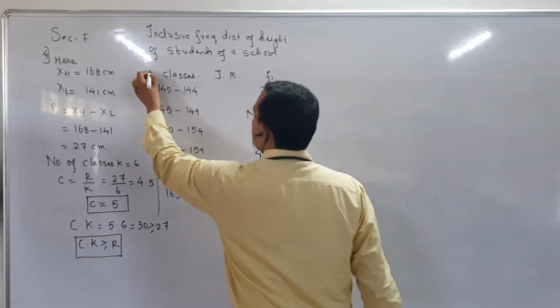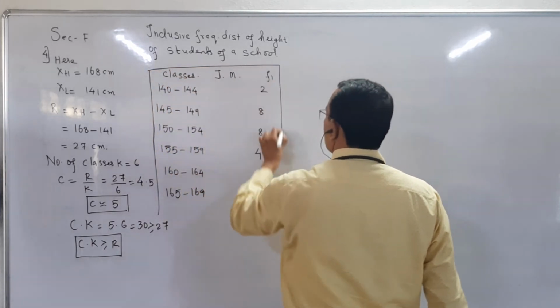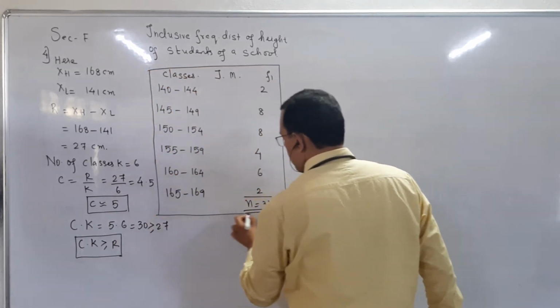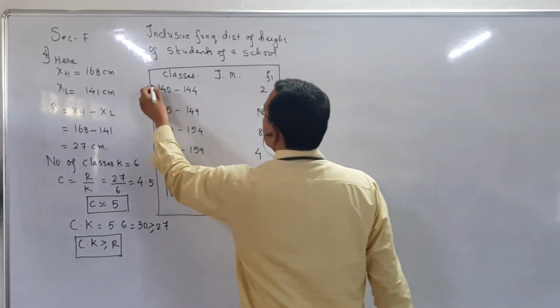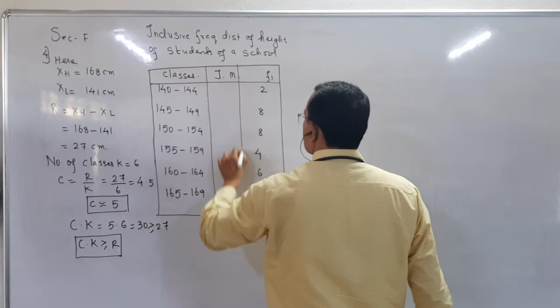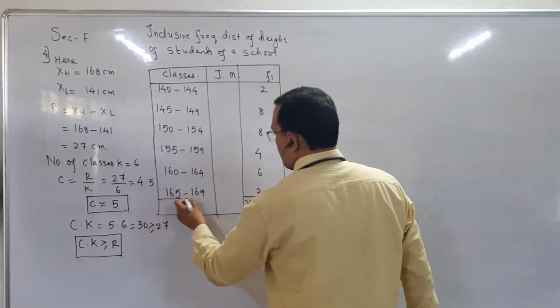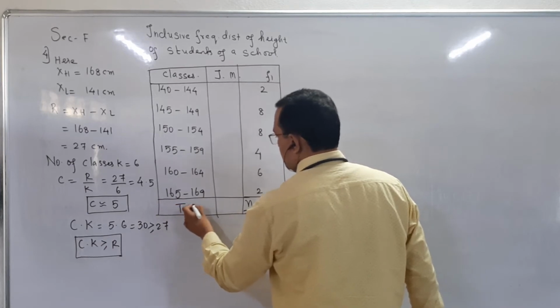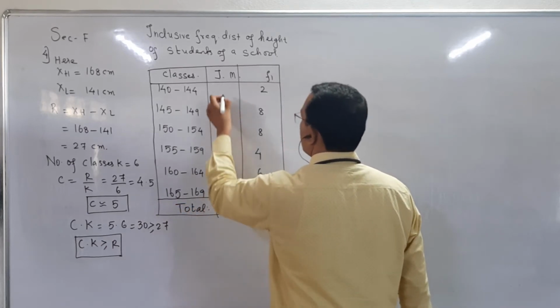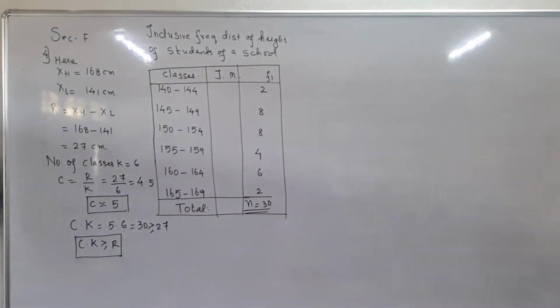So this is our table of frequency distribution. Here we can write total. So this part, tally marks I am not showing. Now prepare less than type and more than type cumulative frequency distribution.